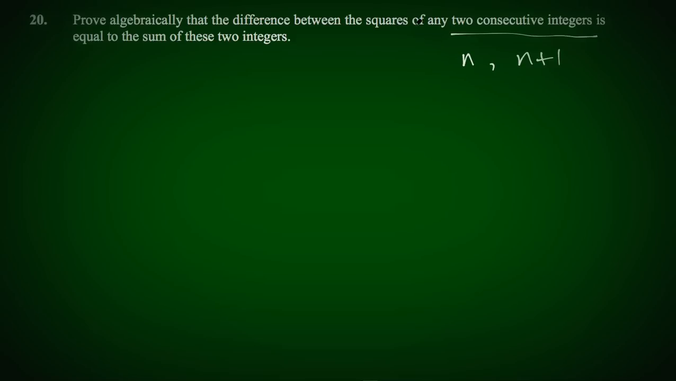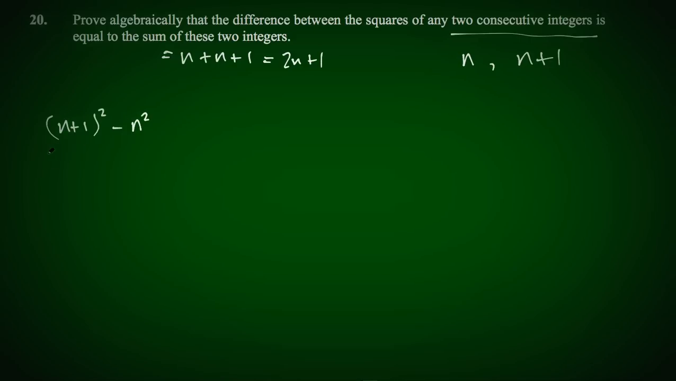So the difference between the squares of those is (n plus 1) squared, because that's going to be larger, minus n squared. That's the difference between the squares of those two, is equal to the sum of these two integers. So what we're trying to get that is equal to n plus n plus 1, which is 2n plus 1. So let's try that. Here is the original statement, the difference between the squares of any two consecutive integers.